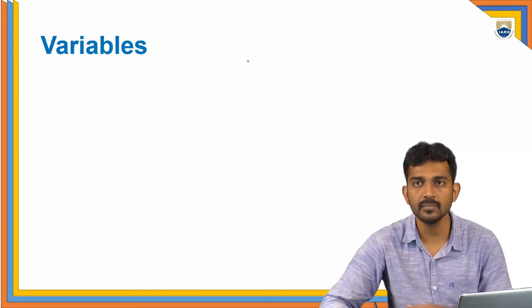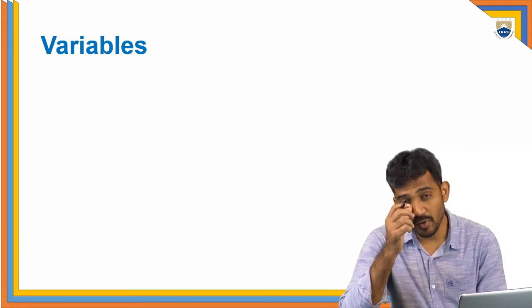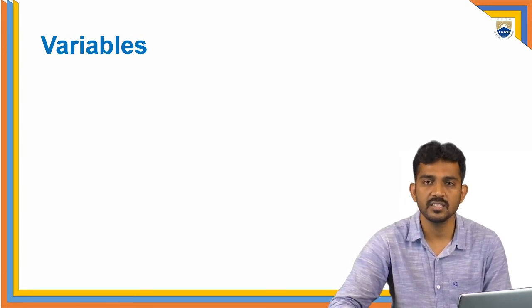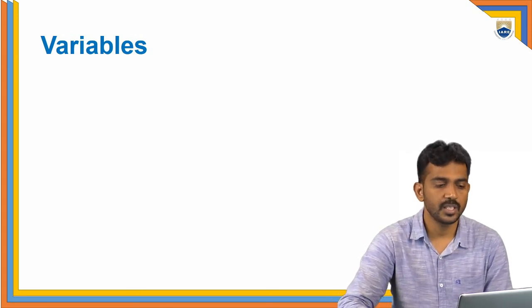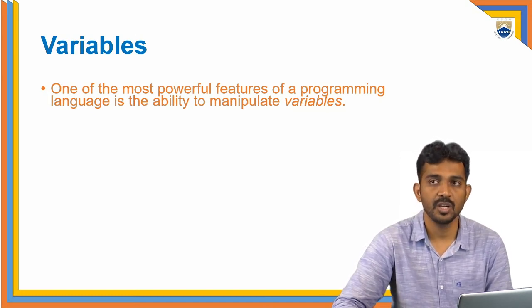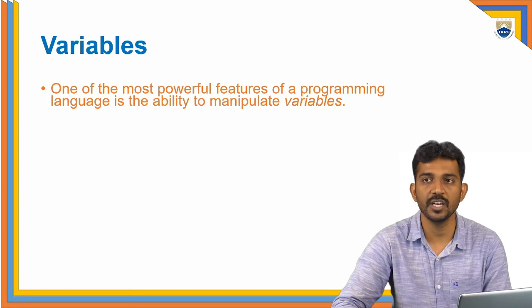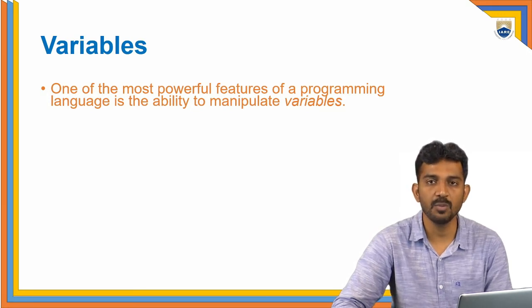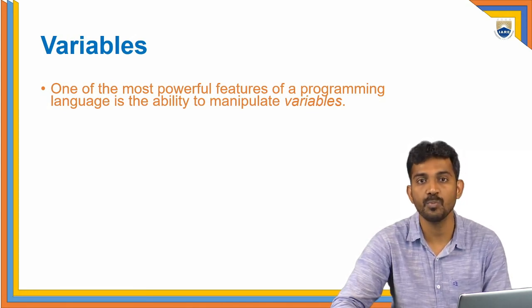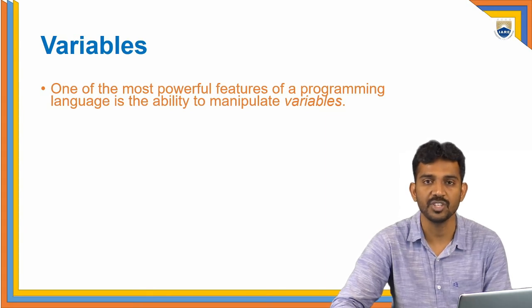Next, variables. Variables are generally used for storing data or values, which we discussed just now. One of the most powerful features of a programming language is the ability to manipulate variables. A language that manipulates variables efficiently becomes a popular language. That is why Python is so important.